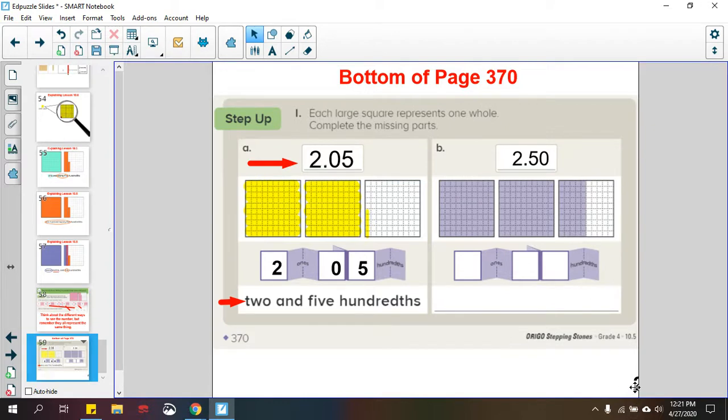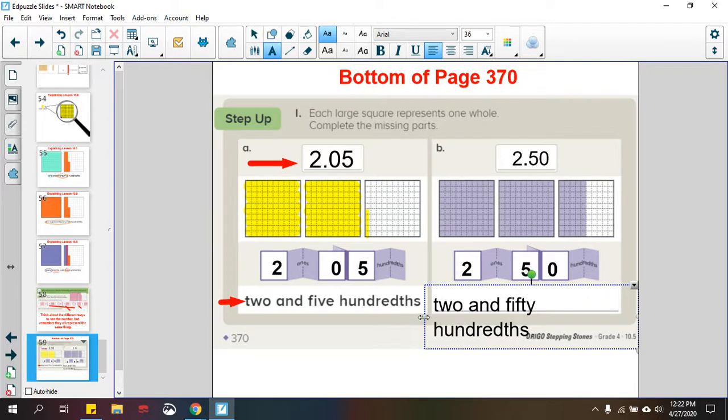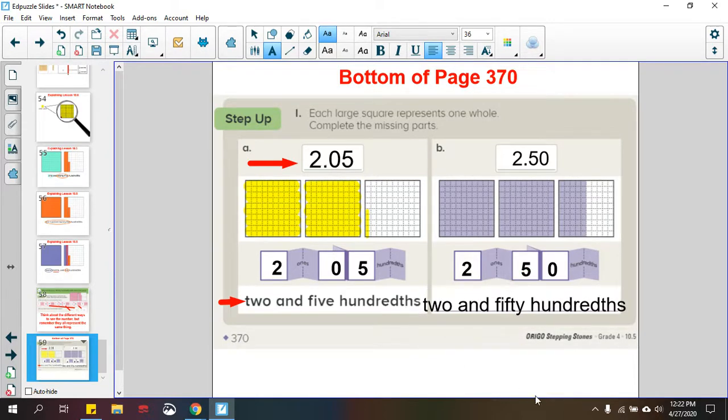Again, I'm going to take those digits and I'm going to plug them onto my expander. So 2 wholes or 2 ones, 5 tenths, and 0 extra hundredths. Or I could look at that as 50 little teeny tiny pieces. And then now if I'm going to write this with words, I'm just going to write exactly what I said. 2 and, I need that word and, 50 hundredths. 2 and 50 hundredths. Okay.